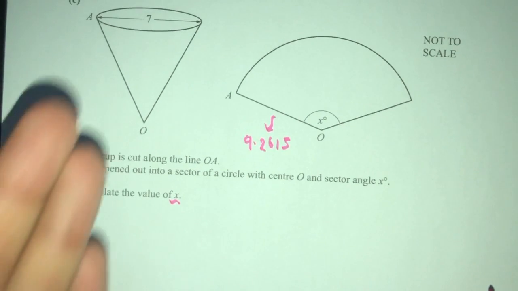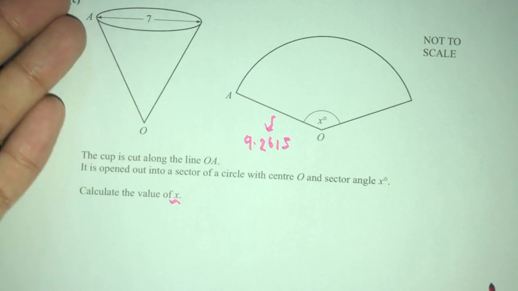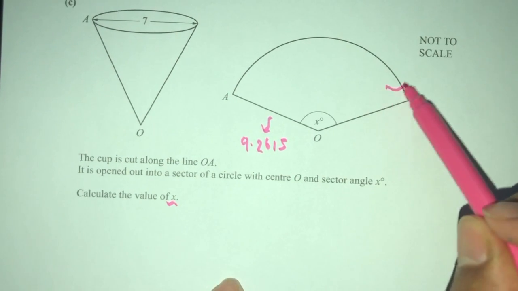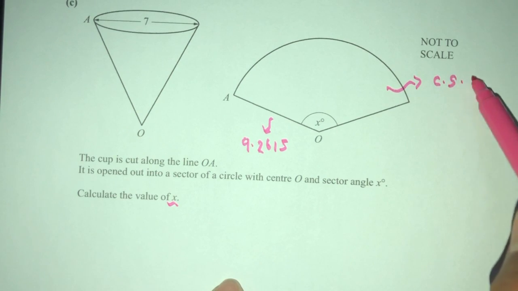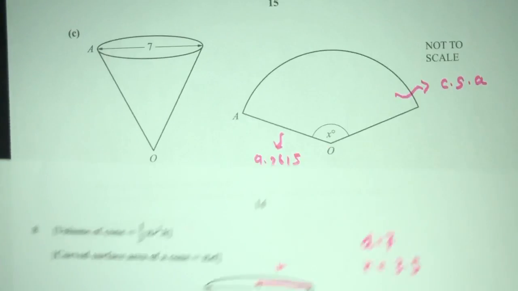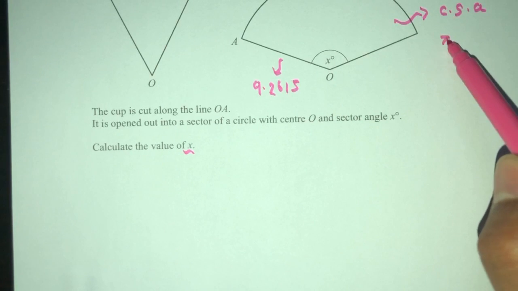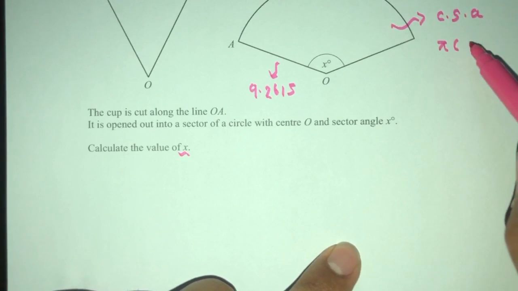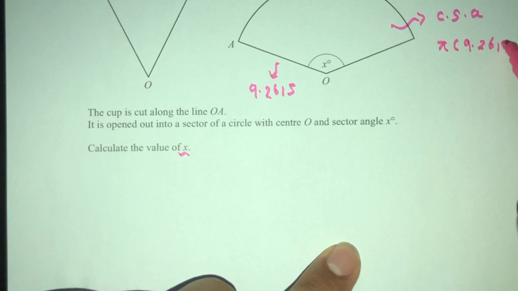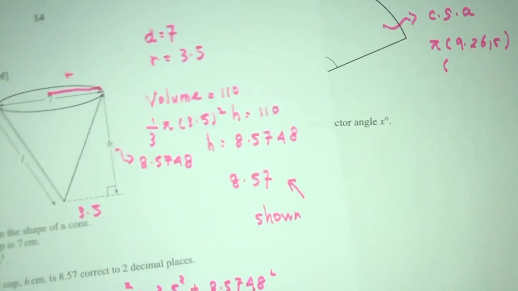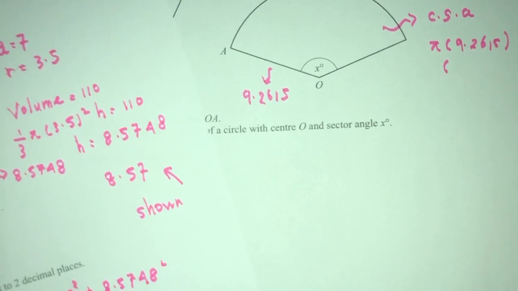So we have to understand that the curved surface area, when you cut this and open this up, becomes this. So the area of sector is basically the curved surface area. So according to your question, how can you find the curved surface area? It is pi r L, pi times r. The radius now is 9.2615, L. The slant height, sorry, we just have to use the same one. I apologize. I think I mixed the two a little bit.